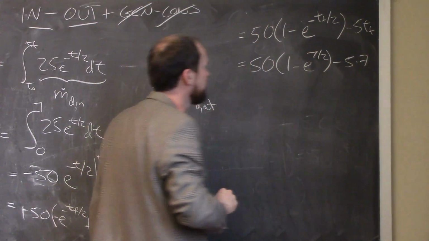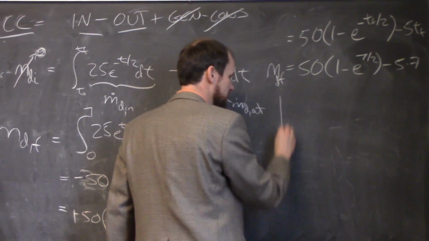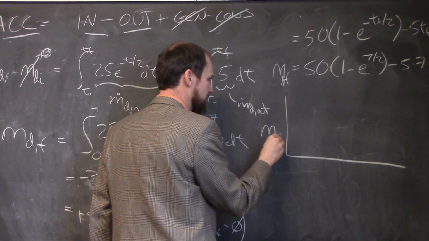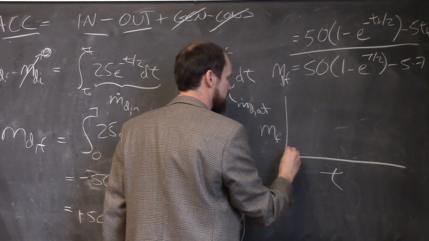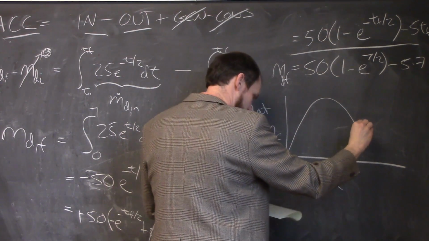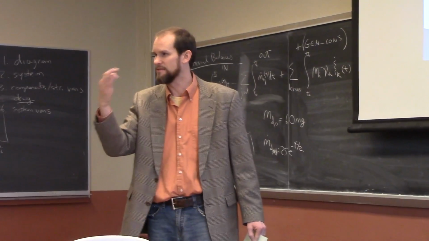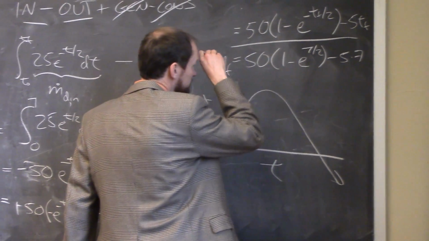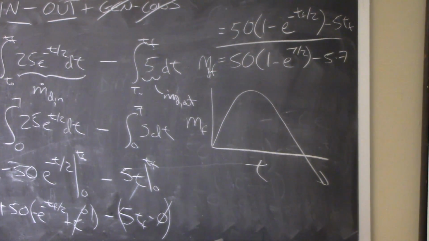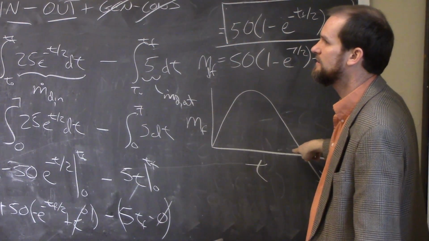Then we can plug in that 7 days: 50 times 1 minus e to the minus 7 halves, minus 5 times 7. Okay, so we can get an equation for final mass of drug, and then we can plot final mass of drug versus time if we use this form with the time in it. What we should get is something that shoots up and then eventually comes back down and eventually goes negative below zero, which of course doesn't make any sense because you can't remove anything more through the kidney than is in the body. How does the mass vary as a function of time? That's this expression, and we can plot that.